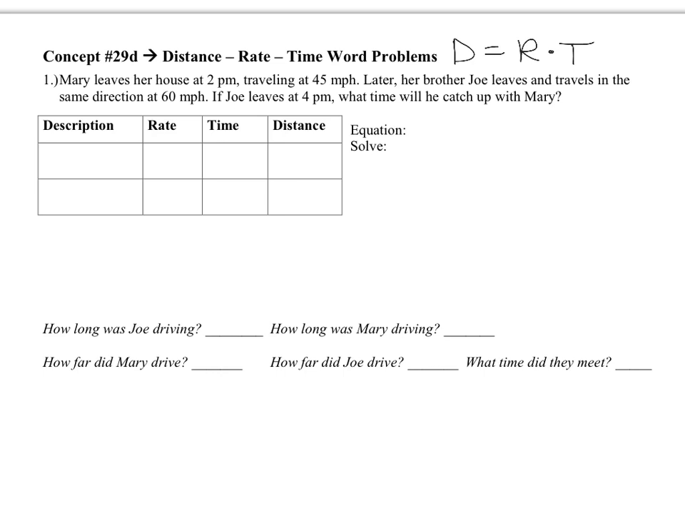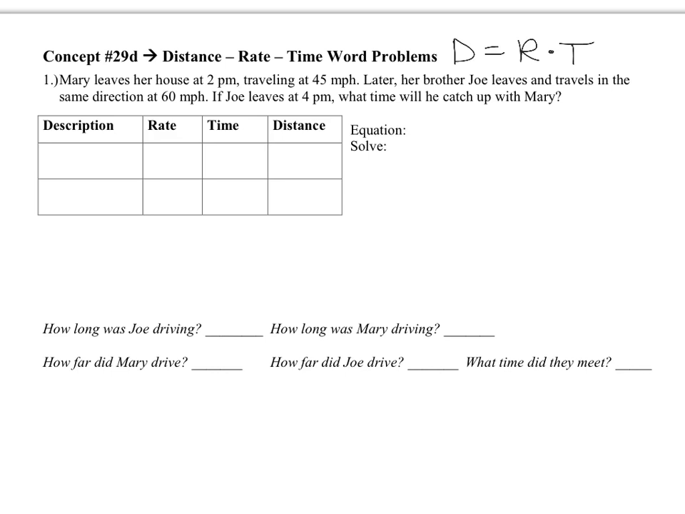Now, when we do these problems, it's really important that we understand how to fill out these charts. So in your chart, you're going to have a description, you're going to write something about a rate, you're going to write something about time, and then the distance is always going to be your rate times your time to get somebody's distance. So I'll summarize at the end how to do the chart after we do a couple problems. So let's just take a look at number 1.